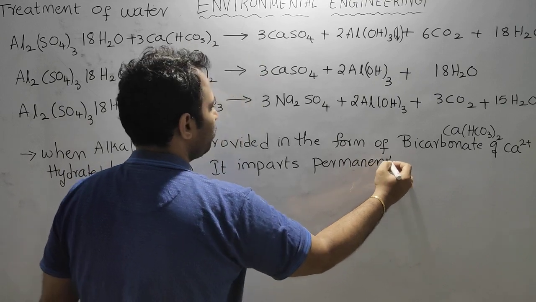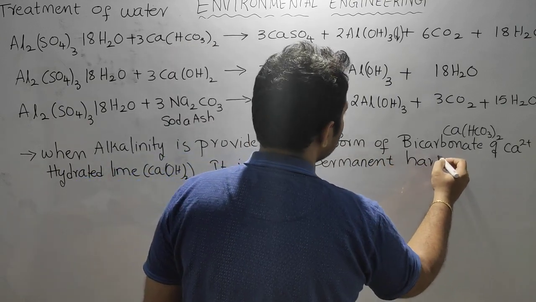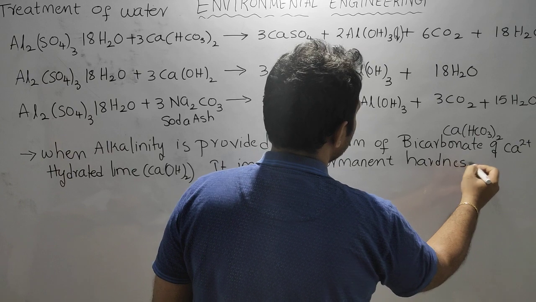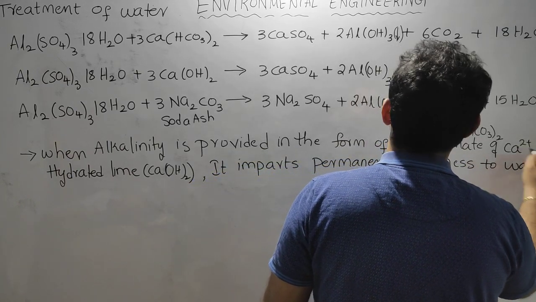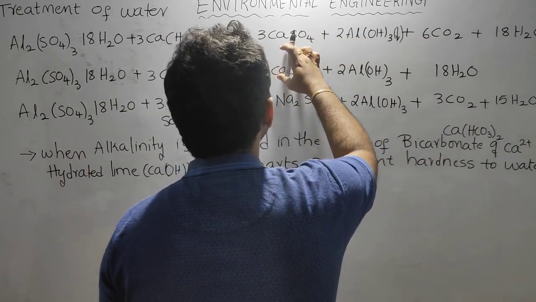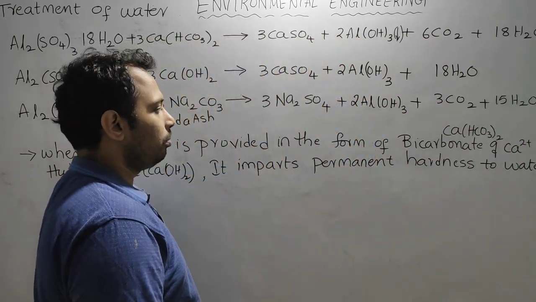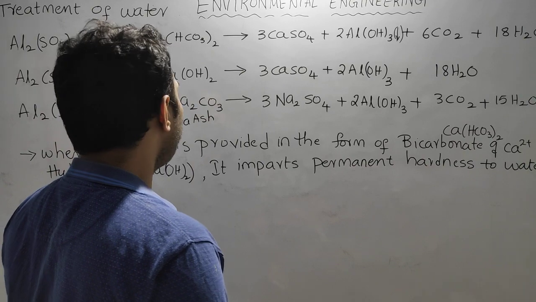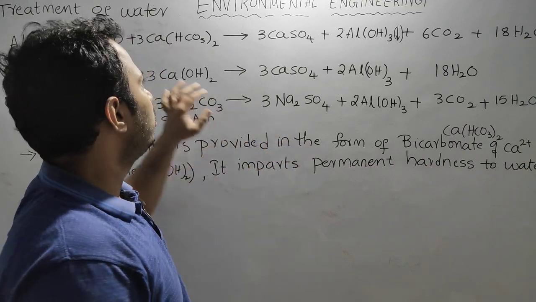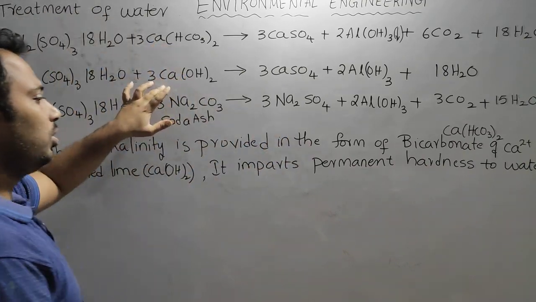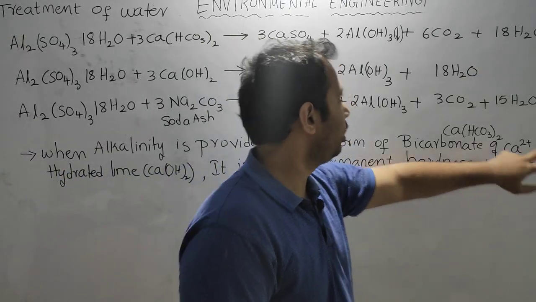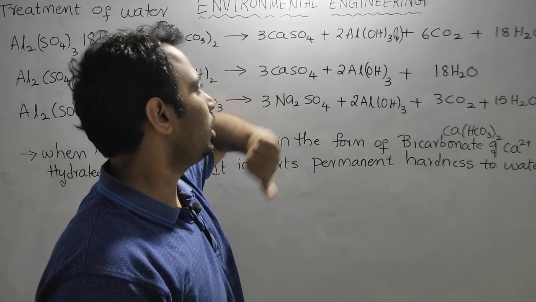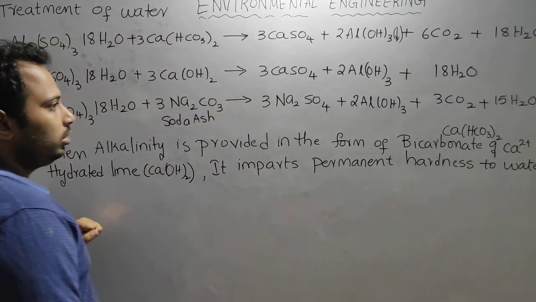It imparts permanent hardness to water because here CaSO4 is coming. In these two reactions, if you see, the CaSO4 is coming. That means if the alkalinity is provided in the form of Ca(HCO3)2 and Ca(OH)2, then it will impart permanent hardness to the water, that is, CaSO4 is coming.